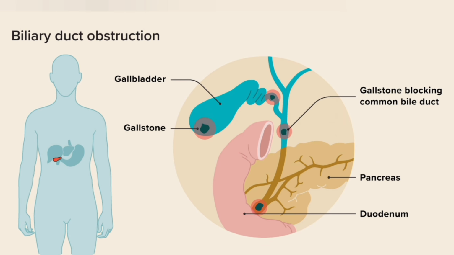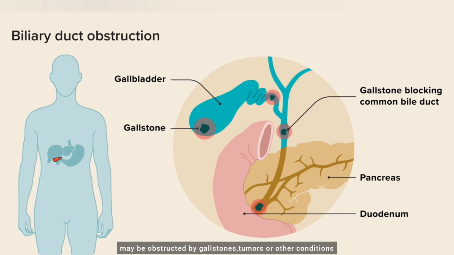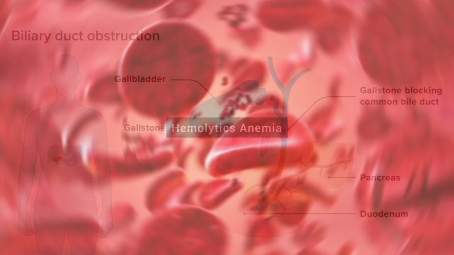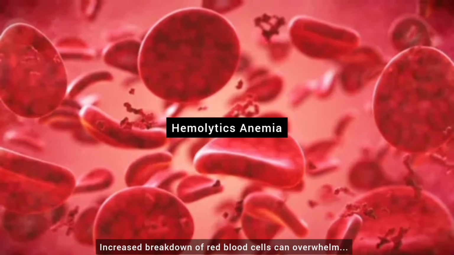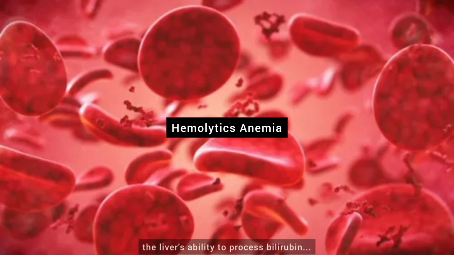In obstruction of bile ducts, the flow of the bile, which carries bilirubin, may be obstructed by gallstones, tumors or other conditions, leading to jaundice. In hemolytic anemia, increased breakdown of red blood cells can overwhelm the liver's ability to process bilirubin, resulting in jaundice.